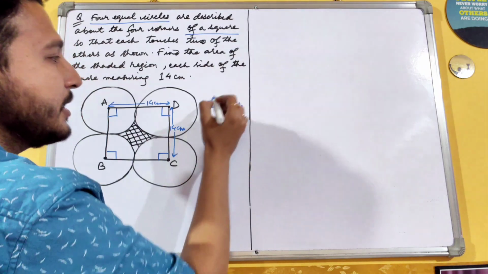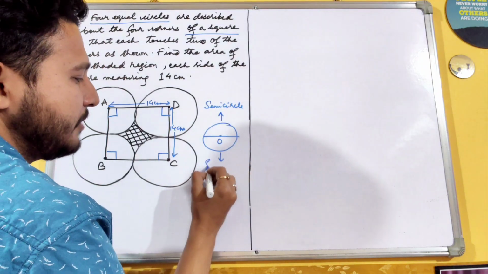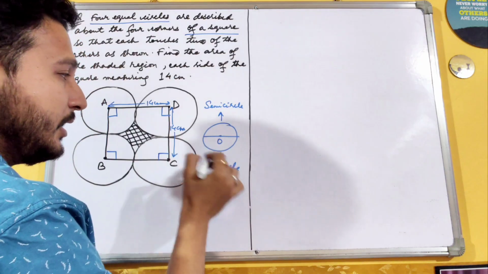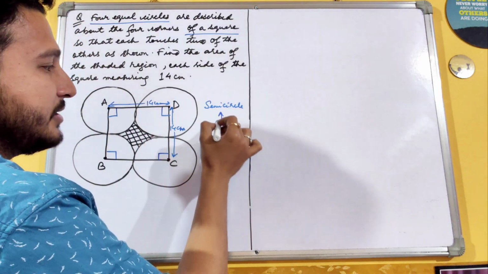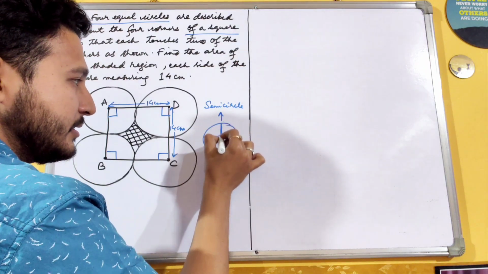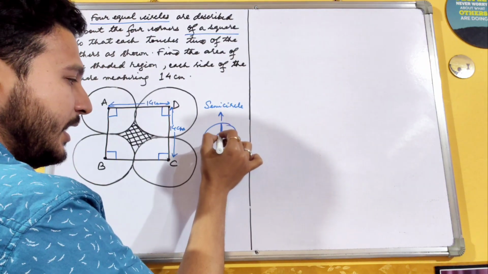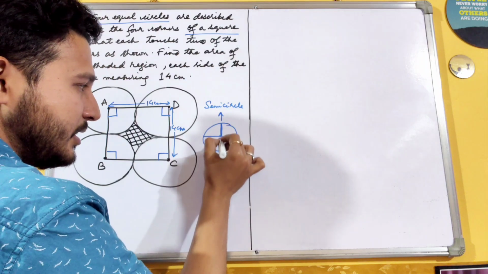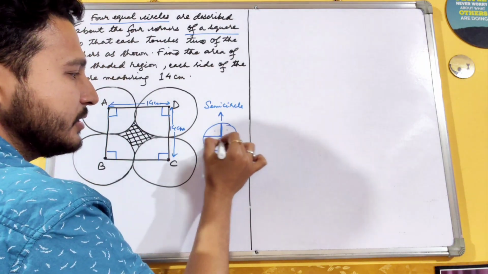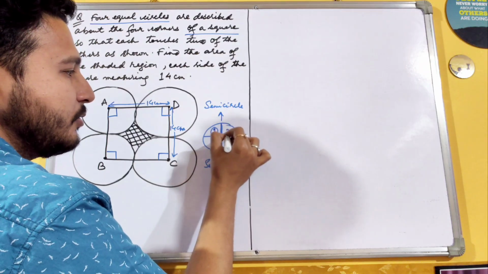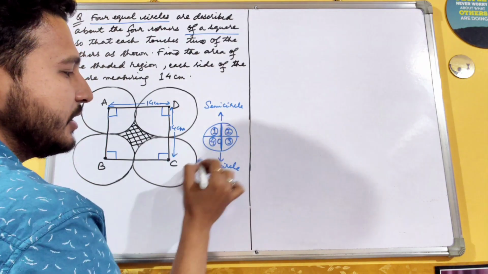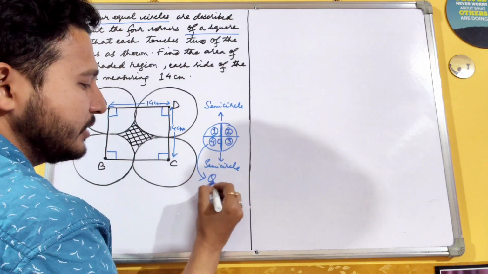Semicircle. So you get 2 semicircles. This is also a semicircle. But again, if you divide this semicircle with another radius, you get 4 quadrants. This is called a quadrant. Quadrant 1, quadrant 2, quadrant 3, quadrant 4. You can name these as quadrants.